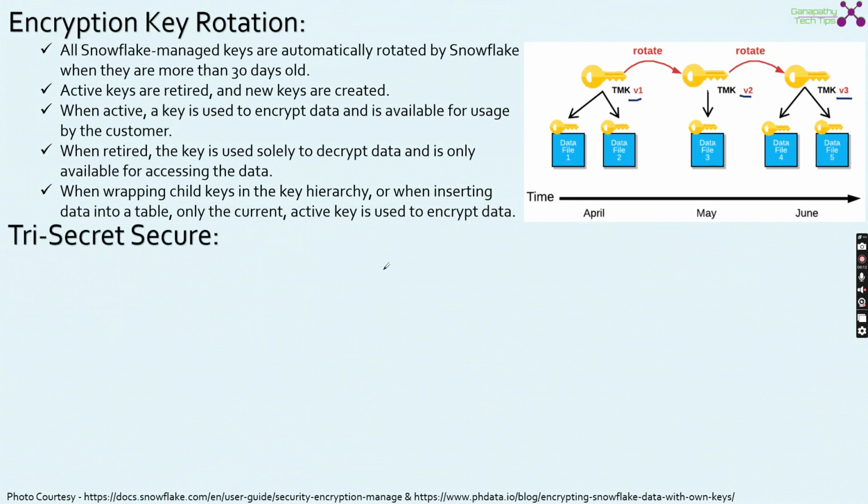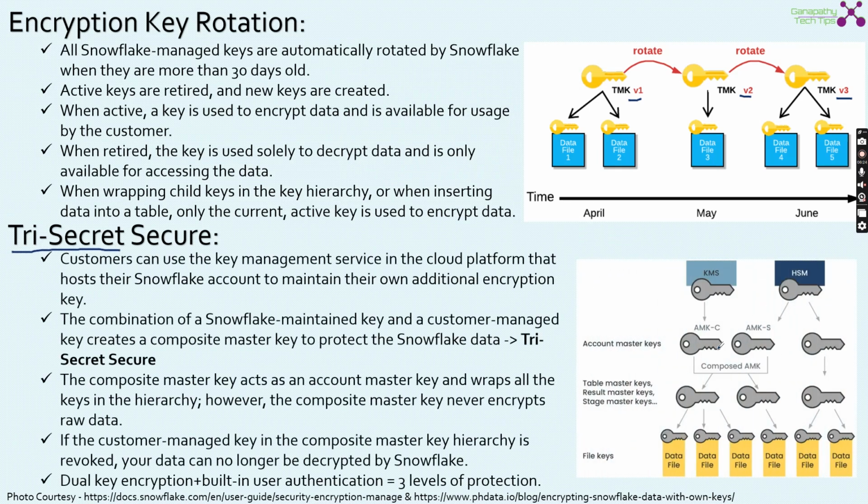Finally, we are going to discuss another important feature called tri-secret secure. What is a tri-secret secure? We will try to understand. This is the tri-secret secure. Customers will be provided with the option to use their own key management service in the cloud platform. Example, AWS KMS in the AWS environment or Azure Key Vault in the Azure that host their Snowflake account, to maintain their own additional encryption key.